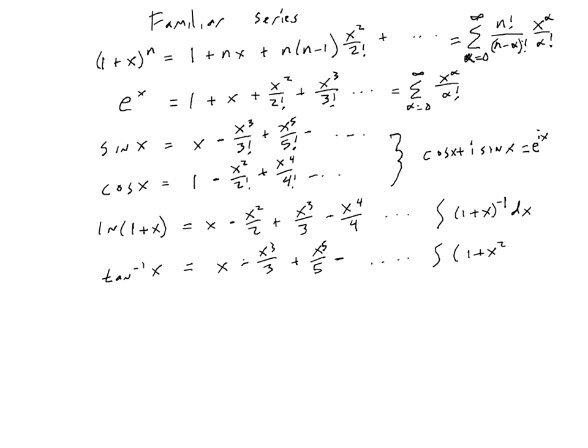How's that? Okay. All right. So if you have 1 plus x squared to the minus 1, and you take the integral of that, then that should give you the inverse tangent of x. And you can get this series by simply taking this familiar series up here and squaring all the x terms and setting n equal to minus 1. So the idea is that you can use the familiar series in order to generate other series or to understand what it is you're working with.